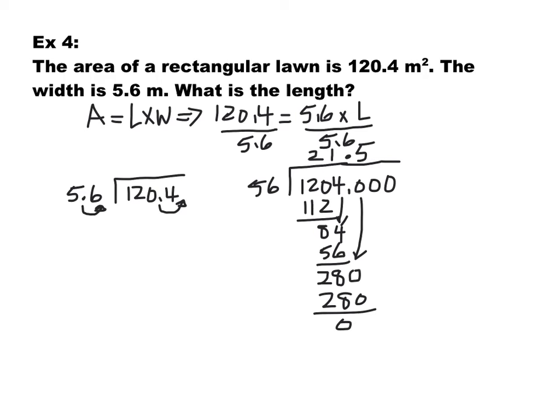Now, I have 2 more zeros, so it doesn't matter. If I bring another 0 down, I get 0 divided by 56 is 0. 0 times 56 again is 0, so it gives me 0. Another 0 down, again 0 divided by 56 is 0. Now 120.4 divided by 5.6 gives me 21.500, but remember these 2 zeros after 5, they don't mean anything, so the answer is 21.5 meters.